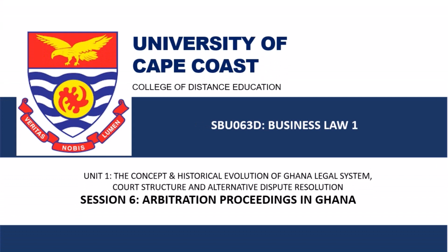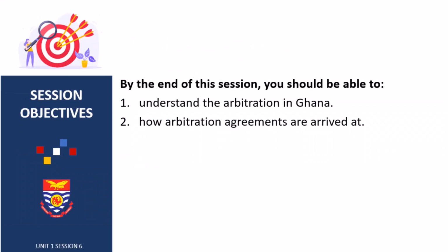Today we look at Section 6 of Unit 1, Arbitration Proceedings in Ghana. Session Objectives. By the end of this session, you should be able to understand arbitration in Ghana and how arbitration agreements are arrived at.